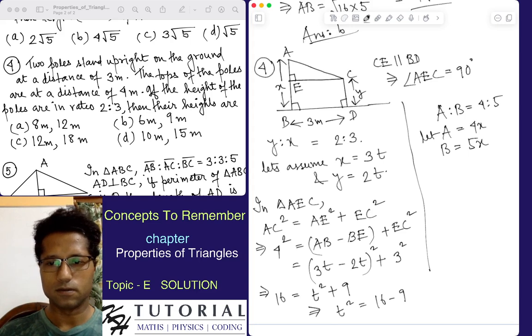Then their heights are... something is wrong.